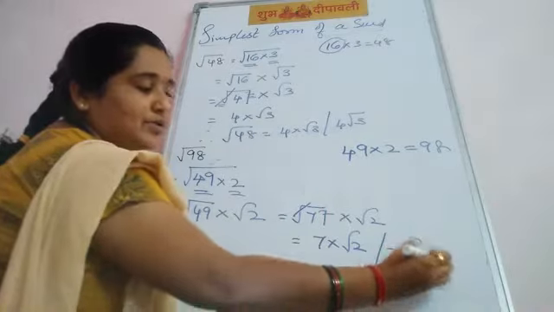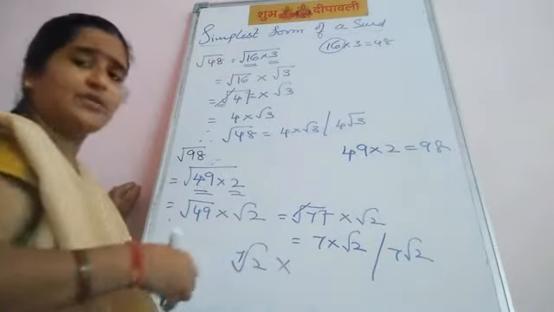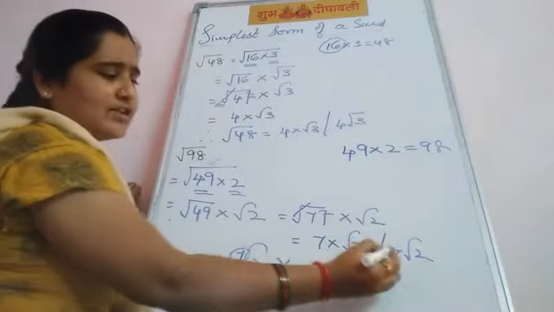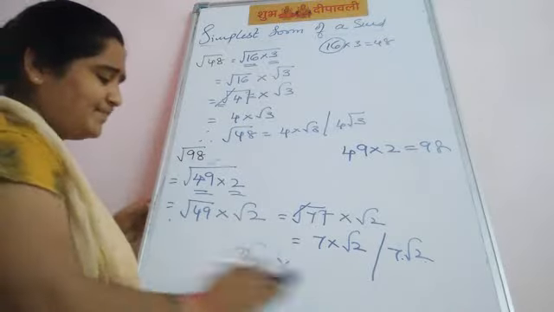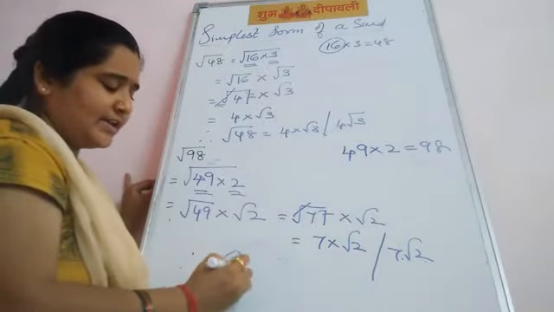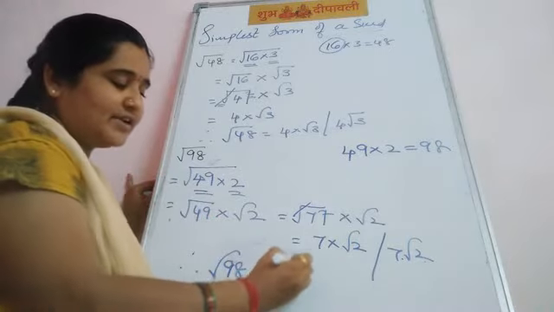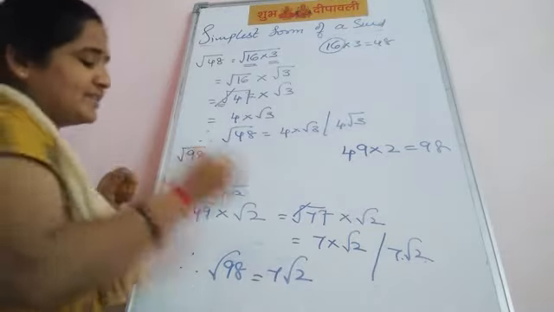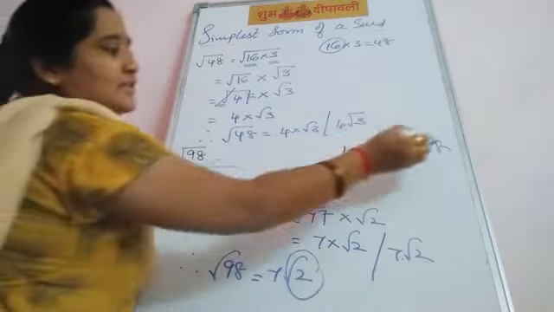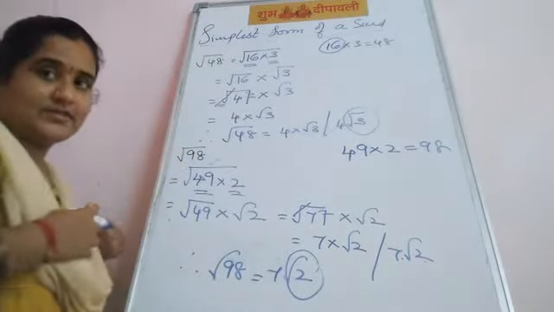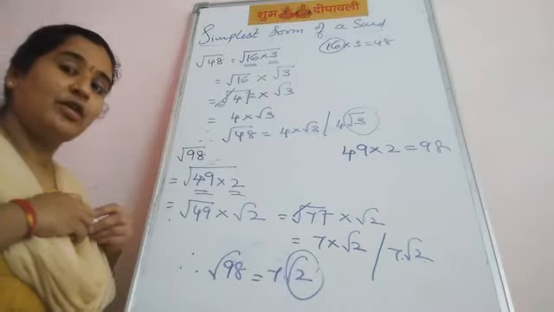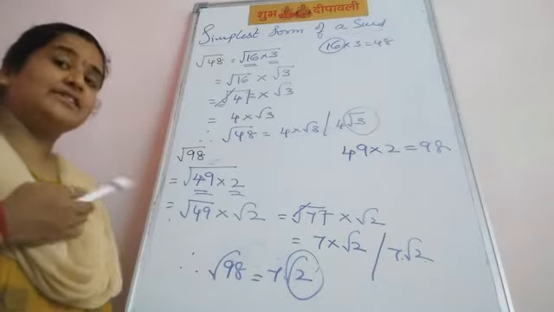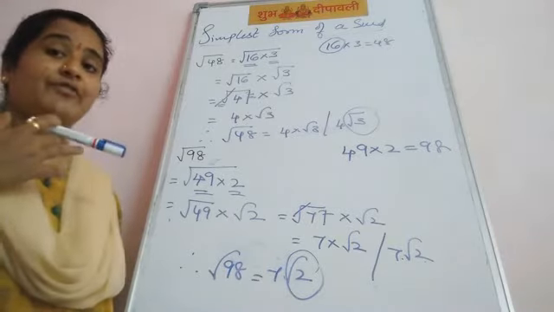Otherwise 7 root 2. Students will write 7th root of 2, but this is wrong, your order will become 7. Root 2's coefficient is what? 7. So you need to give some gap. Now, therefore, root 98 can be simplified to 7 root 2. This is the simplest form of a surd. Here root 2 is a surd, and in the previous one root 3 is a surd. The order of the surd is 2. They are which type of surds? Quadratic surds. These are the two examples for the simplest form of a surd.